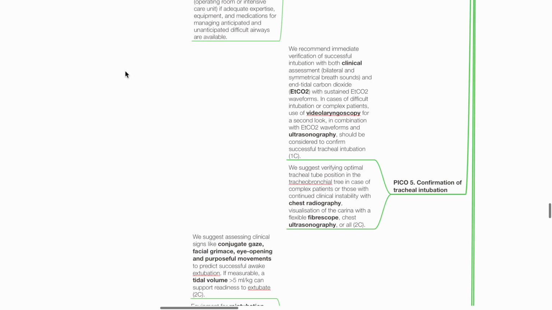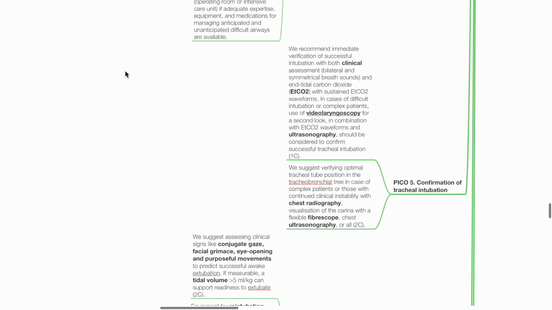PICO 5, confirmation of tracheal intubation. It is recommended that immediate verification of successful intubation be done with both clinical assessment, bilateral and symmetrical breath sounds, and ETCO2 with sustained ETCO2 waveforms. In cases of difficult intubation or complex patients, use of videolaryngoscopy for a second look in combination with ETCO2 and ultrasonography should be considered to confirm successful tracheal intubation.